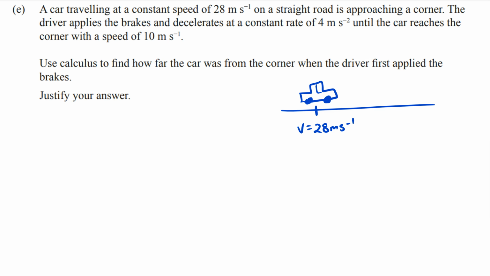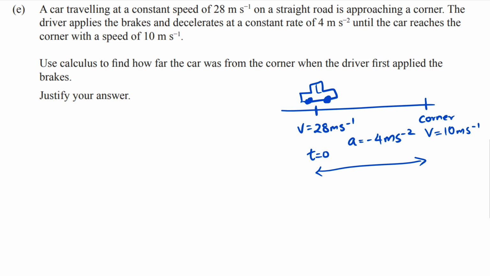The driver applies the brakes and decelerates at a constant rate of 4 meters per second squared. So if I say this is the corner, he's decelerating, so the acceleration is going to be 4 meters per second squared until the car reaches the corner with a speed of 10 meters per second. So at the corner, the speed of the car is 10 meters per second. So we're going to put down t is equal to 0 here when he first applied the brakes. And we are trying to figure out what the distance from here to here is.